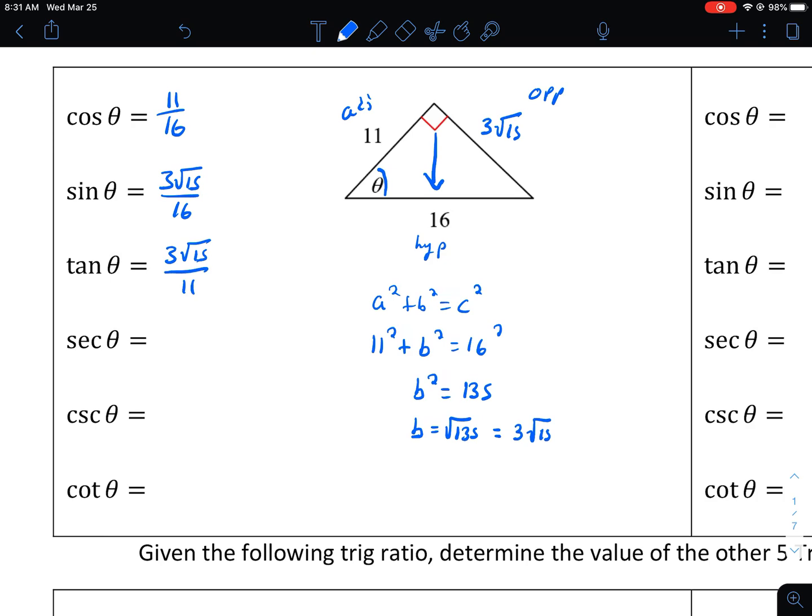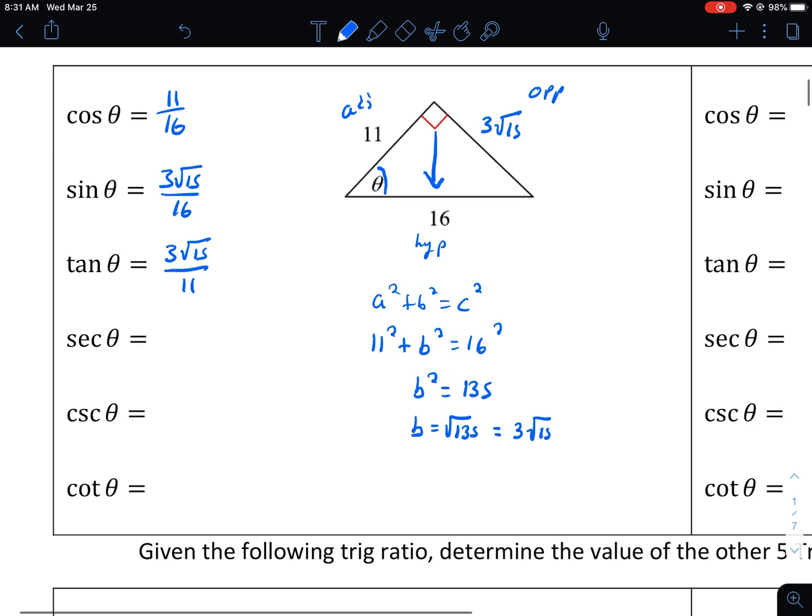And now we get to our reciprocal trig functions. So secant, flip cosine, so it'll be 16 over 11. Cosecant, flip sine, so 16 divided by 3 roots of 15. And cotangent, flip tangent, 11 divided by 3 roots of 15. And I'm not going to worry about rationalizing those denominators.